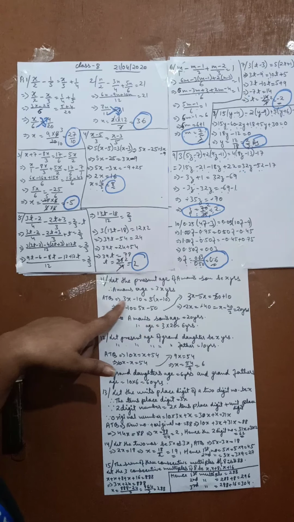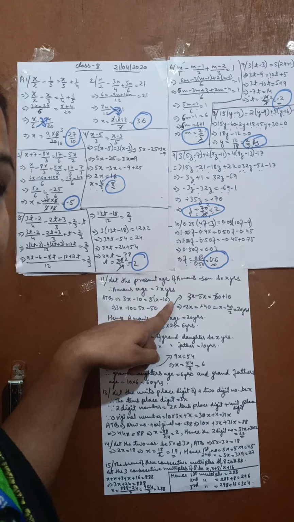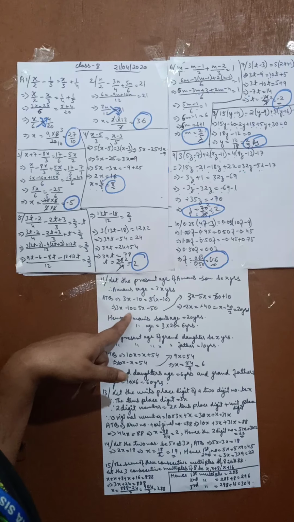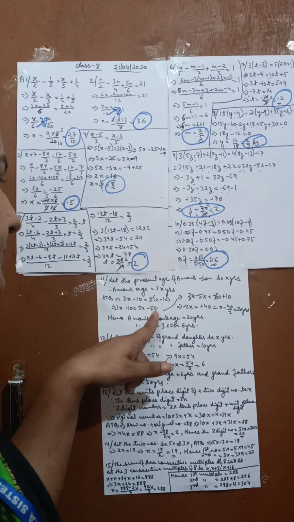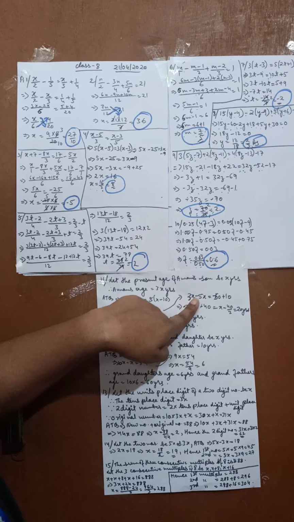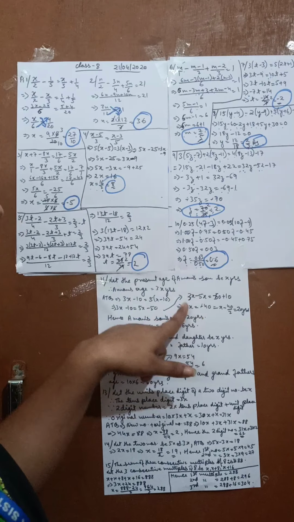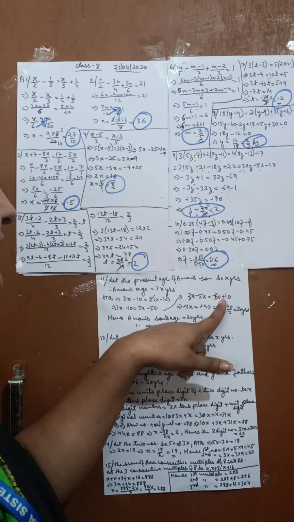So according to the question, 3x minus 10 is equal to 5 into x minus 10. We are opening the bracket. 3x minus 10 is equal to 5x minus 5 into 10, which is 50. After that, we will keep the x values on one side. 3x minus 5x is equal to minus 50 plus 10. So it comes minus 2x is equal to minus 40, and minus minus gets cancelled. So x is equal to 40 by 2, that is 20 years.